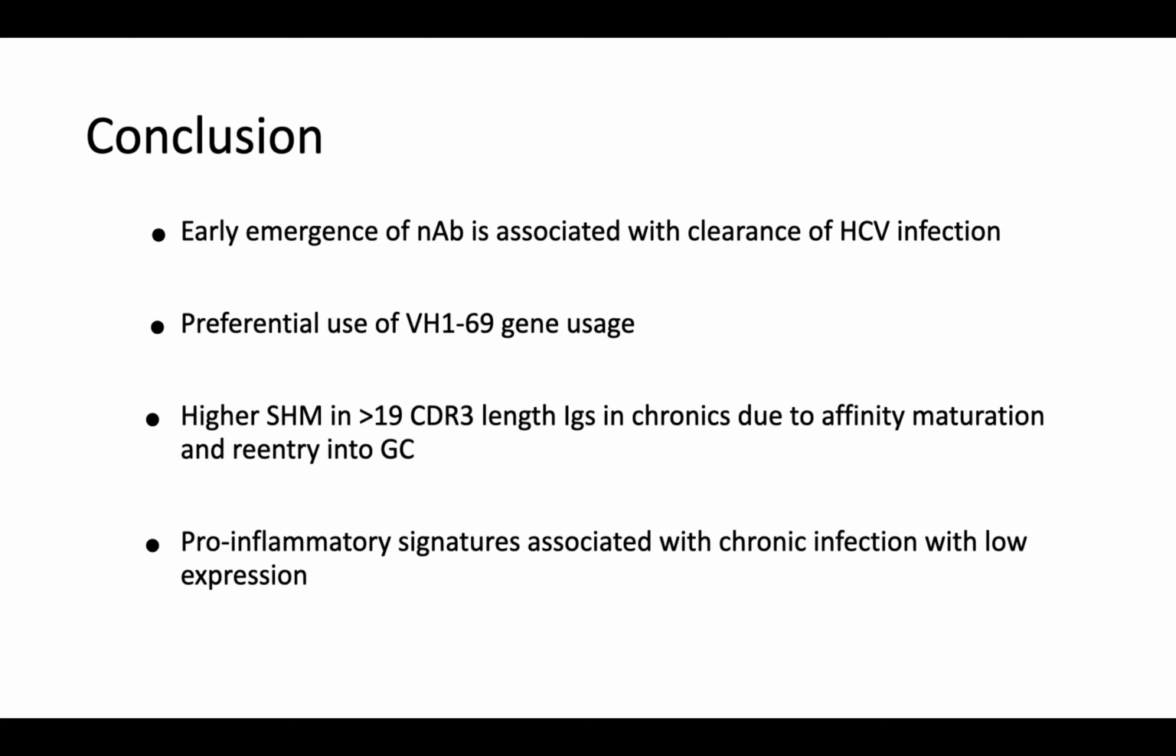So in conclusion, early emergence of neutralizing antibody is associated with clearance of HCV infection. We observe preferential use of VH169 gene usage. There's a higher SHM in more than 19 CDR3 length immunoglobulins in chronics due to affinity maturation and re-entry into the germinal center. We also observe pro-inflammatory signatures associated with chronic infection with low expression.